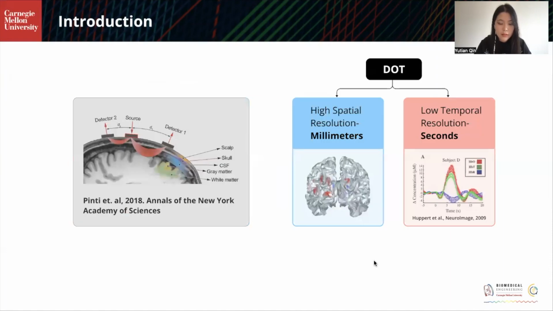On the other hand, diffuse optical tomography, also known as DOT, is a kind of high-density near-infrared spectroscopy. It has high spatial resolution in the order of millimeters, but low temporal resolution in the order of seconds, because DOT works by measuring the hemodynamic responses, whose duration is around 10 seconds.